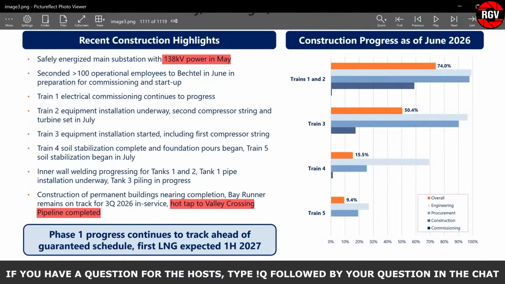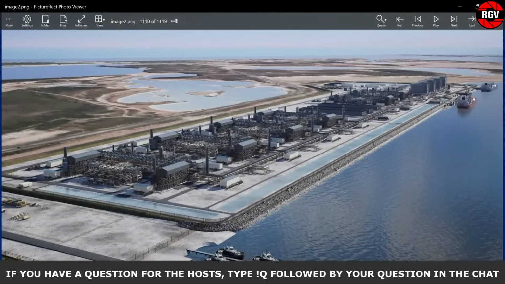Yeah, that's the port. This is the LNG. Okay, well, we can talk about that. That's Rio Grande LNG. Not to be confused with the Texas LNG, which is not yet built, but it's going to be on the side of it.